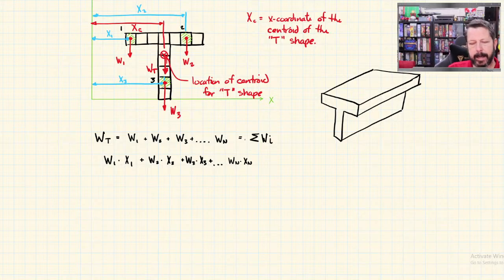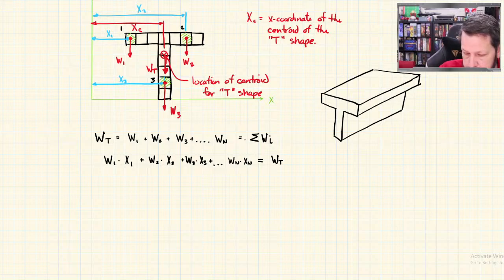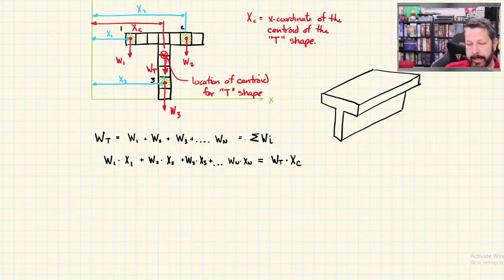So all of those added, however many I create, however tiny, are all some distance away from the y-axis. Maybe some of them are actually on the y-axis and they have no moment arm, but that's okay. I could add them all up, and if I did add all of them together, they would be equal to, in my equation, I'm going to use equals, the total weight times wherever that centroid is. That guy, X sub C, the one I drew in red.